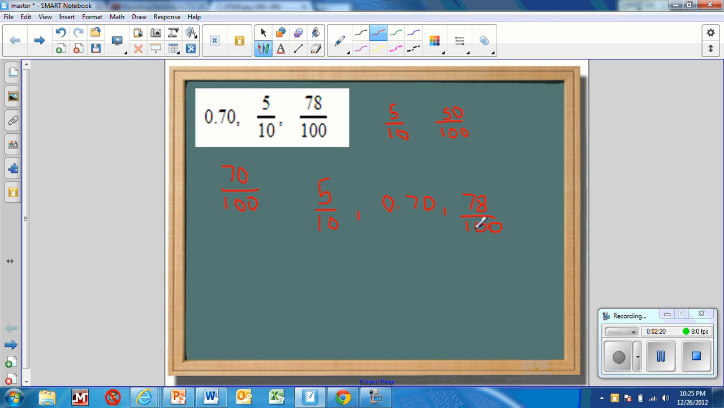Okay? So again, take what's easier. They've given me two fractions. I had an easy number to work with, my fractions having 10 and 100. So I just changed them all to 100, and then I ordered them.